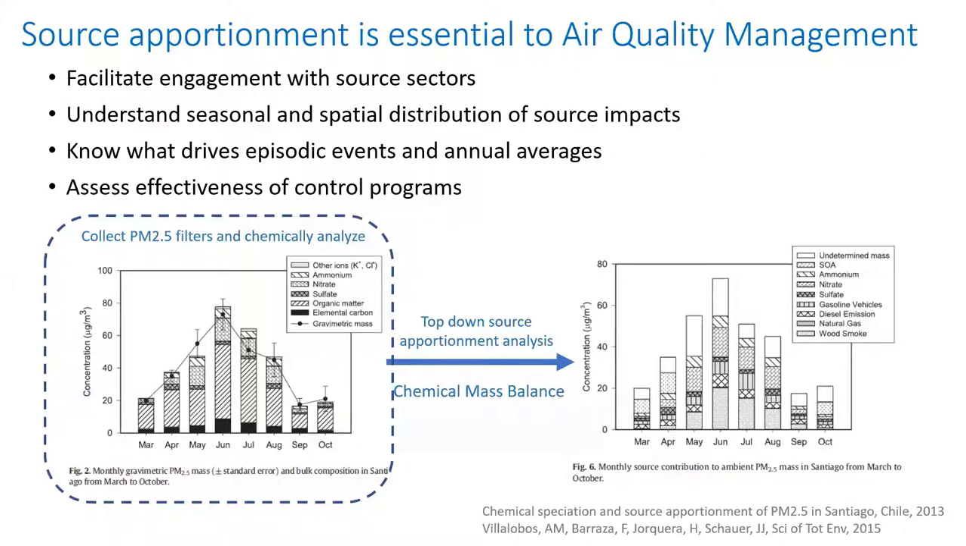And so you can imagine that on the right side here, that figure can help you understand that wood smoke is an important source in June and July, and if you're trying to reduce June and July pollution levels, your focus might be on wood smoke. But at other times of the year, wood smoke wouldn't necessarily reduce pollution. So it gives you the idea of some of the nuances of this source attribution approach. So going to the next slide.